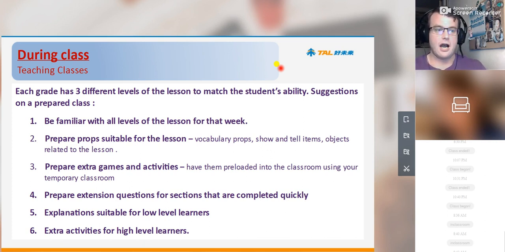Okay, so each grade has 3 different levels of the lesson to match the student's ability. These are some suggestions on a prepared class. Number 1, be familiar with all levels of the lesson for that week. For Reach you have 4 lessons. Make sure that you are aware of all these lessons and what they entail. For HE you have 7 different lessons for the week. So make sure that you check each of those lessons.